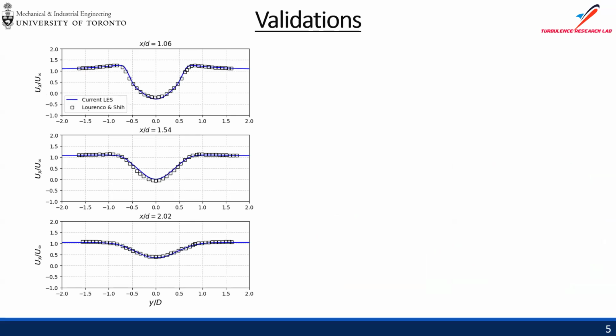So, starting with a bit of validation. What I'm showing here on the left are time-averaged streamwise velocity profiles, normalized by the free stream velocity, at different locations. The current result is the blue line, and we're comparing with Lourenco, which is actually based on time-resolved PIV. Overall, the comparison, especially in the wake, is quite good.